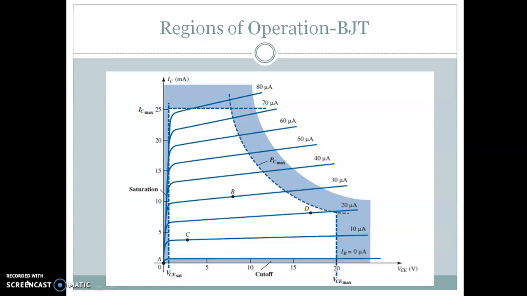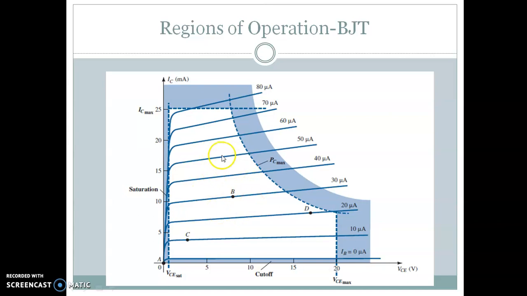So first, see the regions of operation of BJT. BJT could be operated in three regions. One is the saturation region, where both the emitter base junction as well as the collector base junction are forward biased, and the cutoff region, where the emitter base junction is reverse biased as well as the collector junction reverse biased. In between, this unshaded area is the active region, where the transistor's emitter base junction is forward biased and the collector base junction is reverse biased.